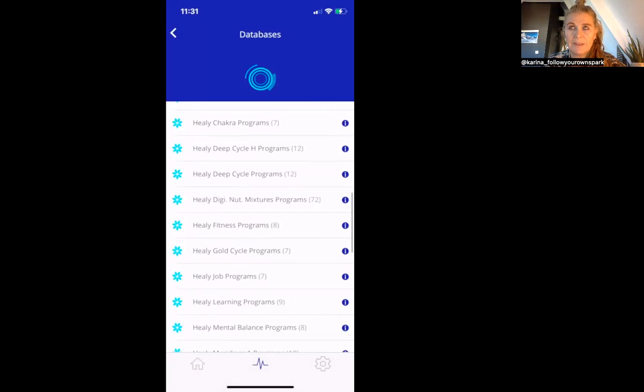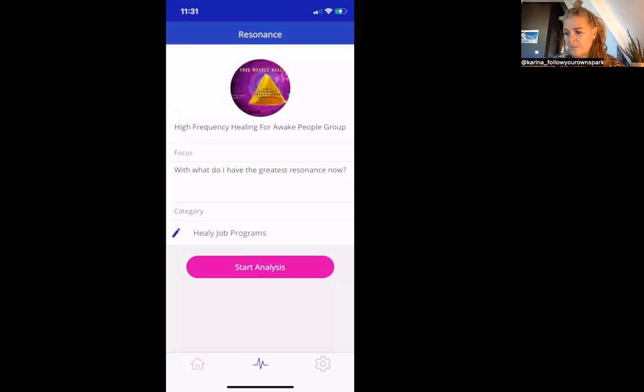And it encompasses frequencies for things like activation, if it's hard for you to get into action mode, for stress, for exhaustion, for sleep also, because many people have trouble sleeping because of worries about work, etc. So we'll see what is coming up for us as a collective today. And after that, I will try to give a little personal analysis of that. So the Healy job programs, what do we as a collective group have the highest and greatest resonance with today?